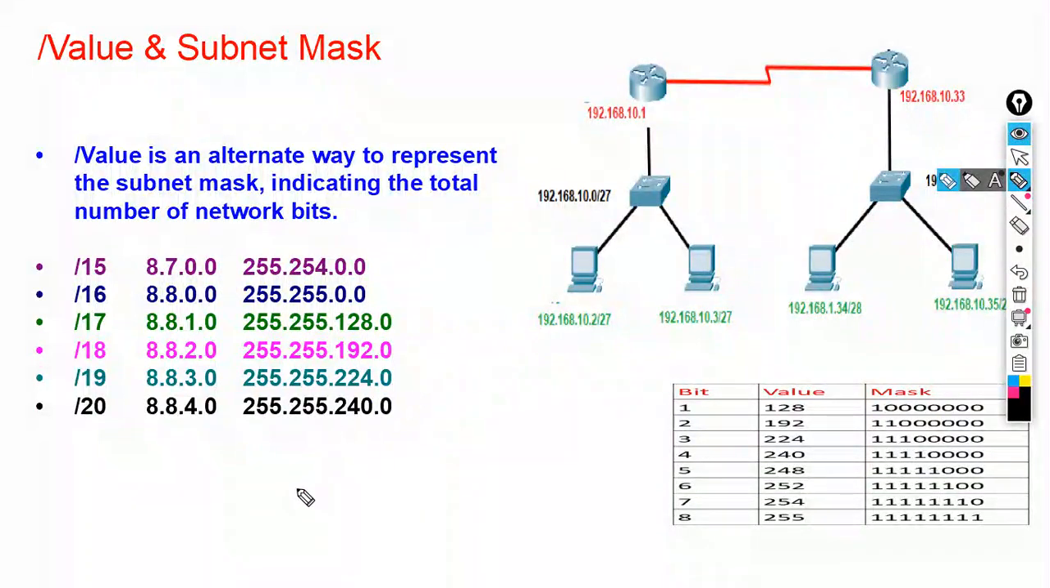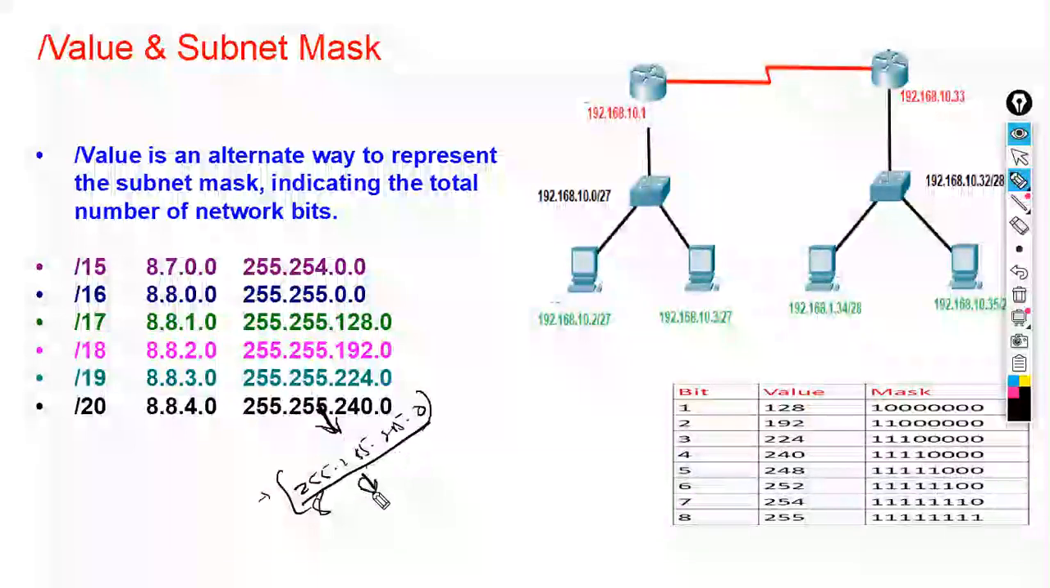Let us say we have the subnet mask 255.255.255.0. Instead of writing this subnet mask, we can write the slash value. How to calculate it? 8 ones for 255, 8 ones for 255, 8 ones for 255. 8 plus 8 is 16, 16 plus 8, you will get slash 24. So this slash 24 is the alternate way to write the subnet mask, and you can provide the slash value instead of the subnet mask.